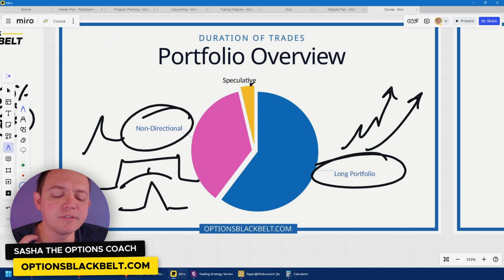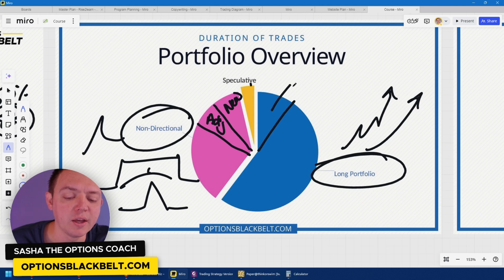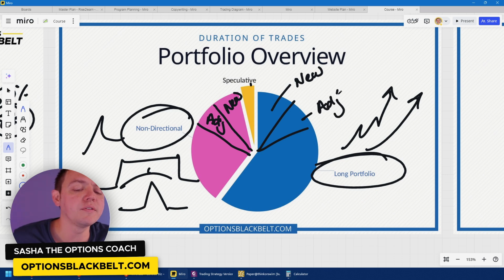And then speculative. Now, in each one of these zones, you'll still want to have a portion allocated for new opportunities, just like before, and a portion allocated to adjusting. That would be the same for the long portfolio. So again, a part of that could be for new opportunities, and a part of that could be for adjusting. So all of these have their own little departments or divisions.